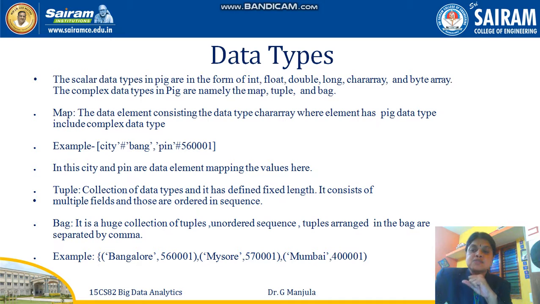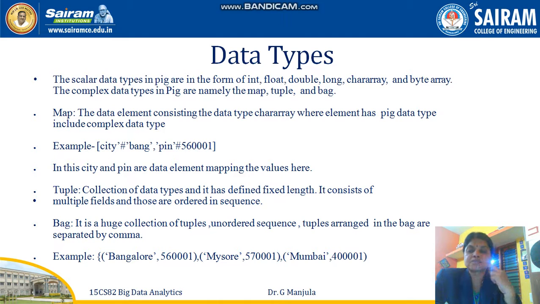So he has given a small example, that is a city, Bangalore, with a pin code. In this, city and pin are the data elements mapped with the values, that is a hash and Bangalore, and a pin code number, numerical. A tuple is a collection of data types, and it has a defined fixed length. It consists of multiple fields, and those are ordered in a sequence. A bag is a huge collection of tuples, in an unordered sequence. Tuples arranged in the bag are separated by commas.